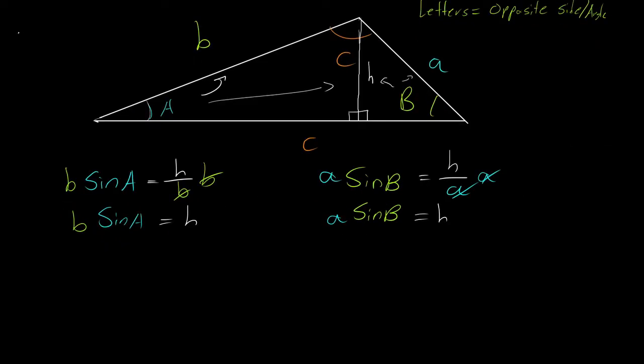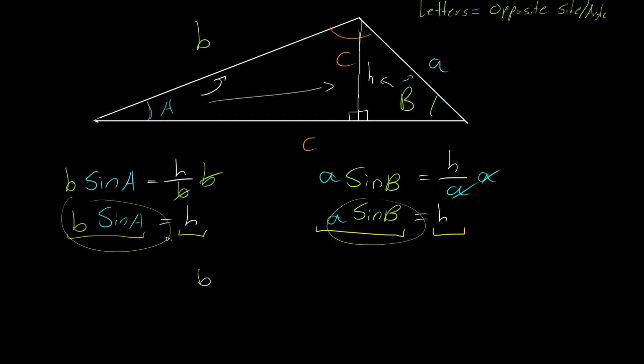Now I have to observe something important. As you can see here, b sine A is equal to h. a sine B is also equal to h. Therefore, these two must be the same thing if they both equal h. So let's write it that way. b sine A is equal to a sine B.